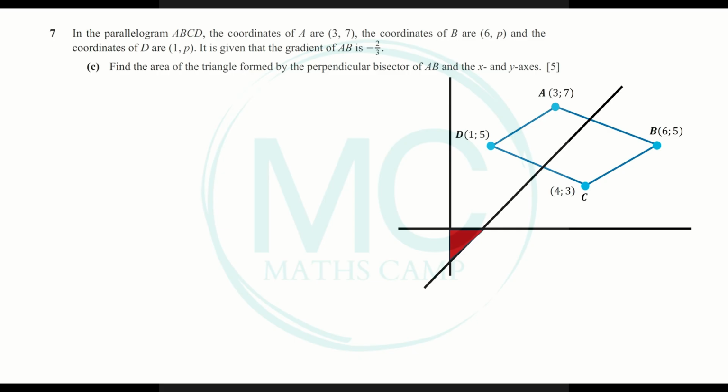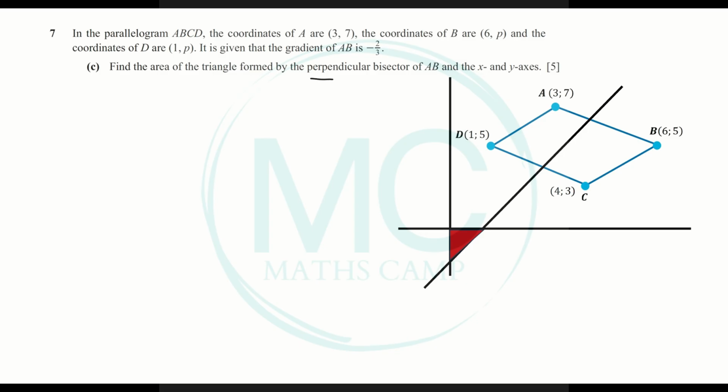To find the area of this triangle, we can use 1/2 multiplied by base multiplied by perpendicular height, because the axes are perpendicular, so we have a 90-degree angle triangle. We need to find the x and y intercepts. So to do this, we need an equation for this bisector.